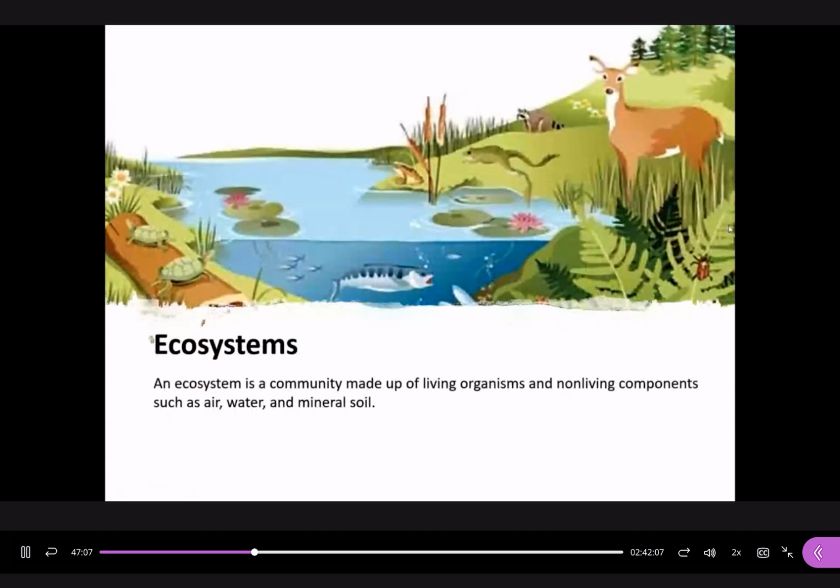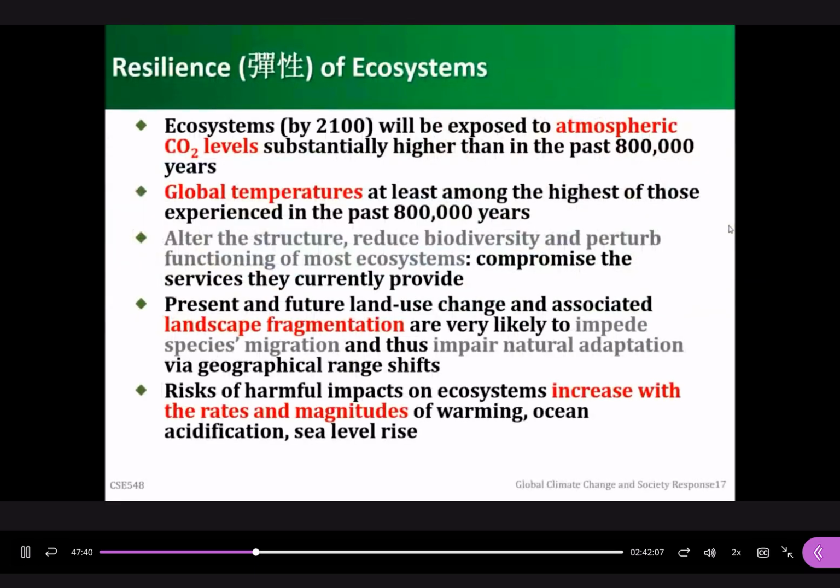The second part is about ecosystems. The definition of an ecosystem is a community made up of living organisms and non-living components, such as air, water, and mineral soil. Here we will mainly talk about how climate change affects the living organisms. As with water resources, it's mainly caused by the temperature increase. All parts of our natural system and human system are affected by the temperature increase.